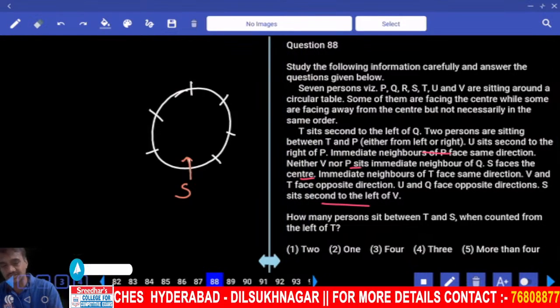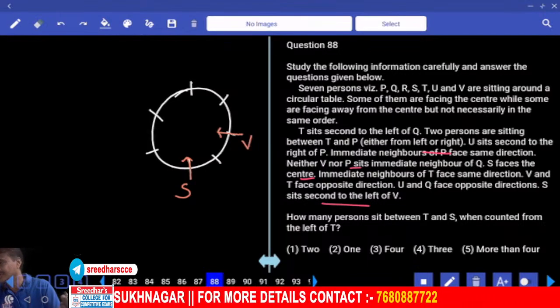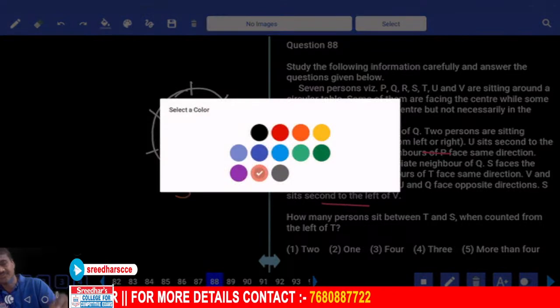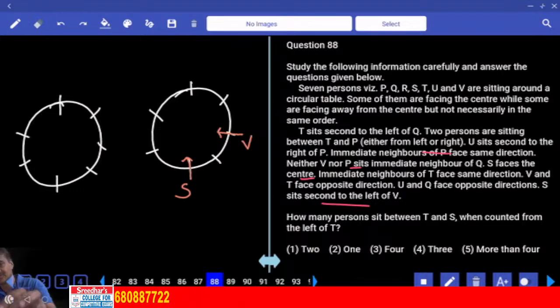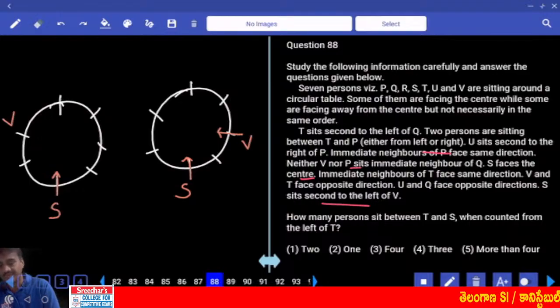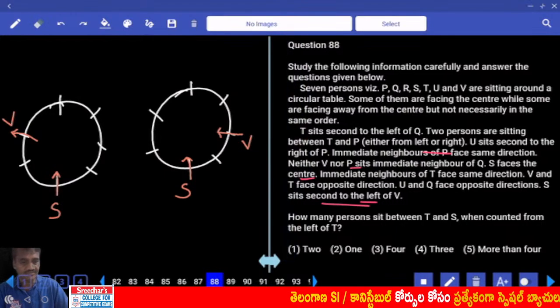S is seated second to the left of V, there are two possibilities. Now V can be here, either right hand side to S or left hand side. Now in the first case we have taken right hand side. Now in this case, left hand side. Then, now S is facing towards the center. Now in this case we have taken V at this place. Then S is seated second to the left of V, V is away from the center. Done? Then next one, any other information here?